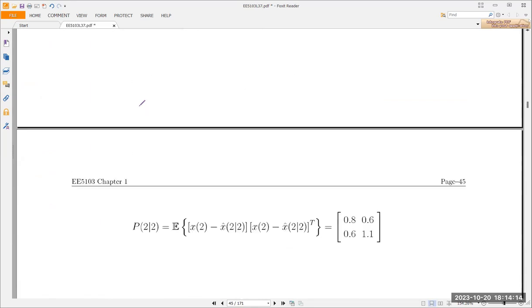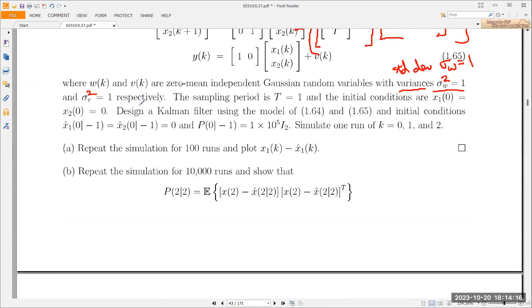All right, and then repeat the simulation for 100 runs. Here is just one run. Let's say, as I said last time, k equal to 0 is midnight, 1 o'clock, 2 o'clock. So this is only one night. So you do it for 100 nights. Every night: midnight, 1 o'clock, 2 o'clock. Then tomorrow: midnight, 1 o'clock, 2 o'clock. Then Sunday: midnight, 1 o'clock, 2 o'clock. You do it for 100 days.